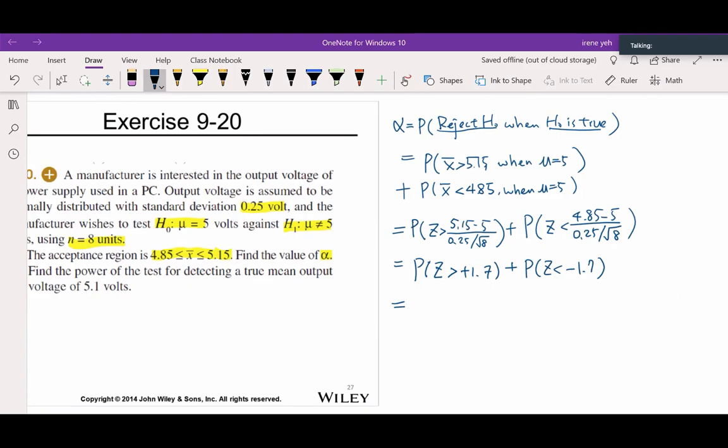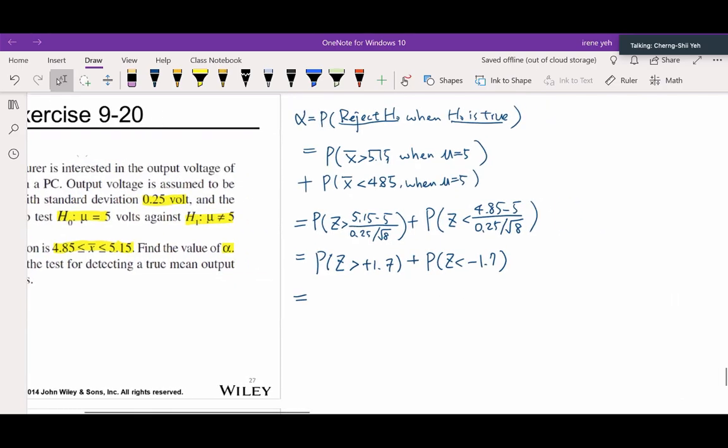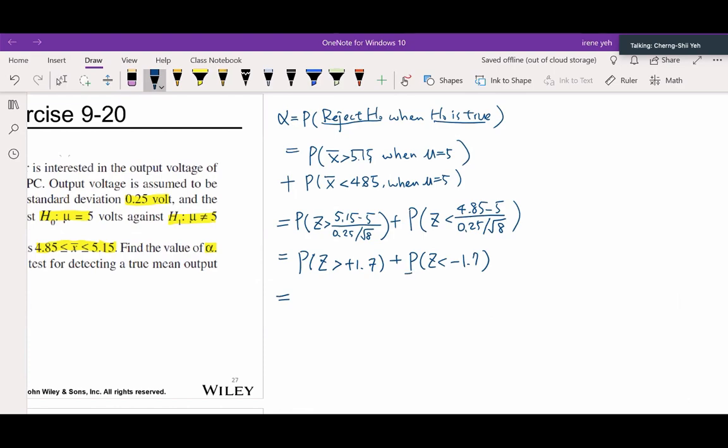Okay, so this is the standard normal distribution, cumulative. That's when I will use this notation. All the way to negative 1.7, multiplied by 2. 0.0457 multiplied by 2 will give me 0.0914. All right.